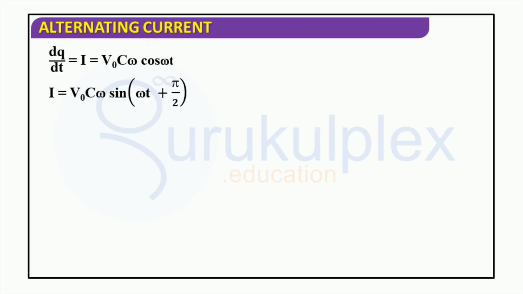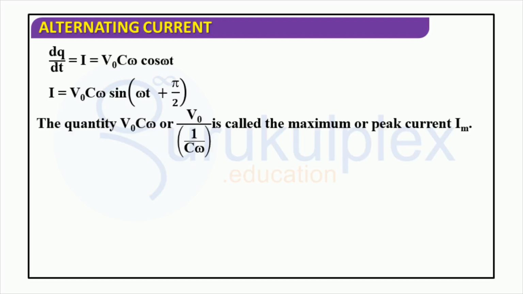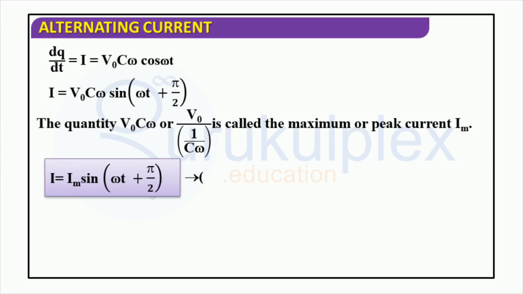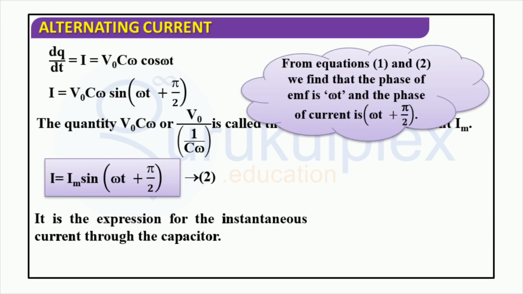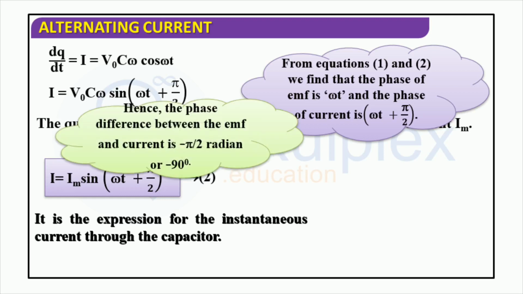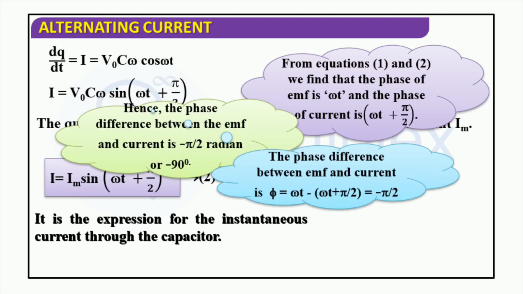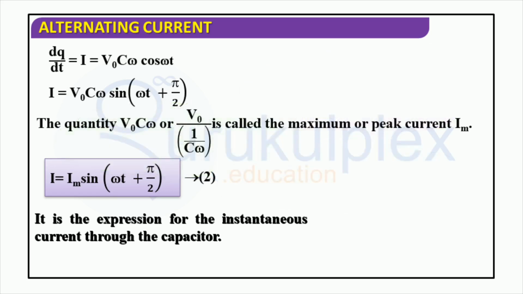This gives the expression for the instantaneous current through a capacitor, where the phase difference between the electromotive force, EMF, and the current is pi/2 radians, or 90 degrees. This phase difference, represented by theta, is equal to omega t plus pi/2, where omega is the angular frequency and pi/2 is the phase difference. Understanding AC provides a powerful tool in solving global energy issues.